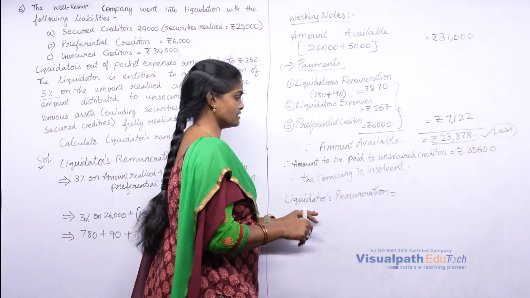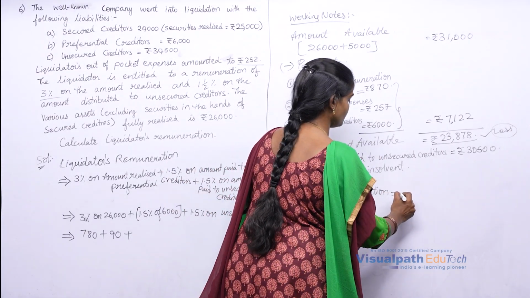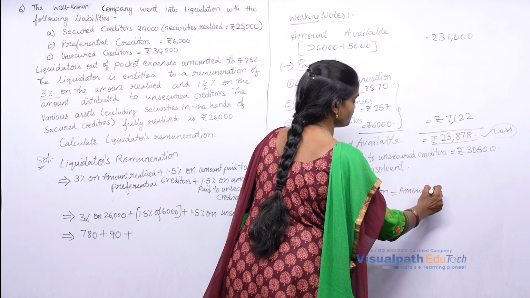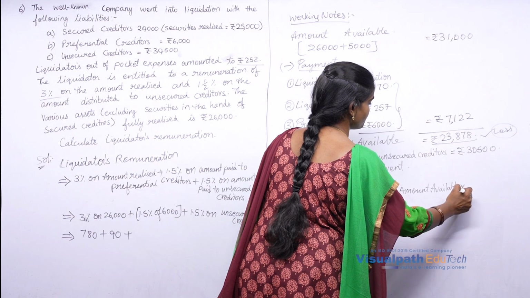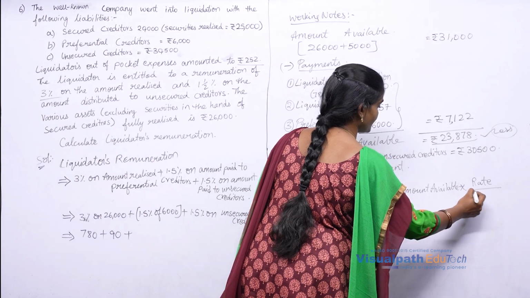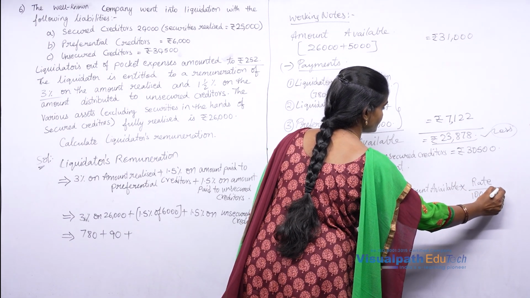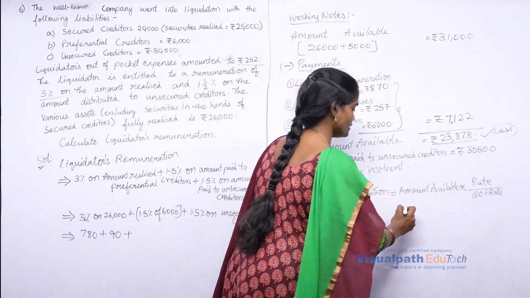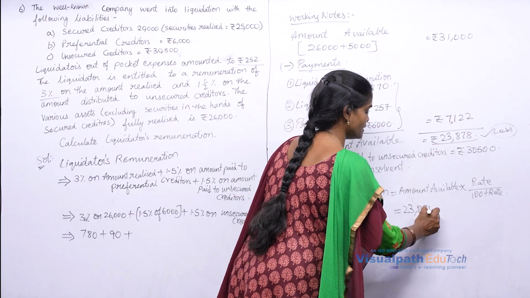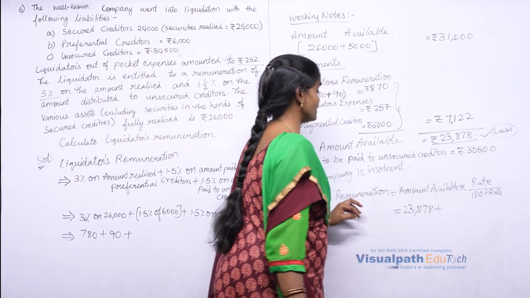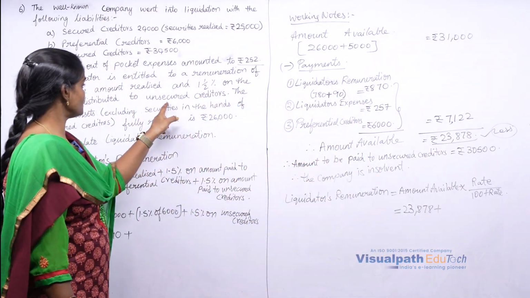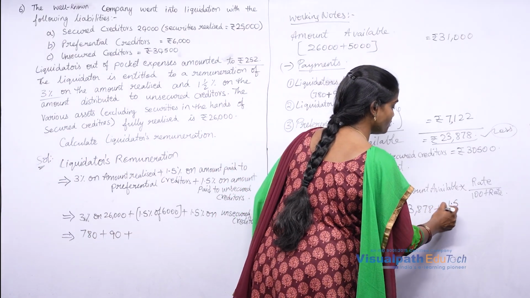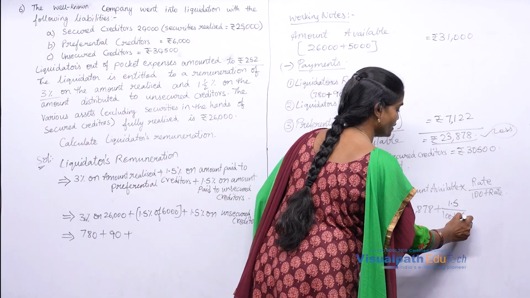Liquidator's remuneration is equal to amount available into rate by 100 plus rate. How much is the amount available with us? 23,878, plus rate. Here for unsecured creditors the rate is 1.5%. So 1.5 by 100 plus 1.5.